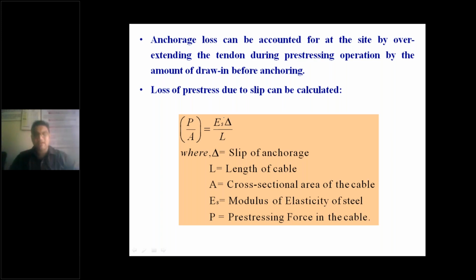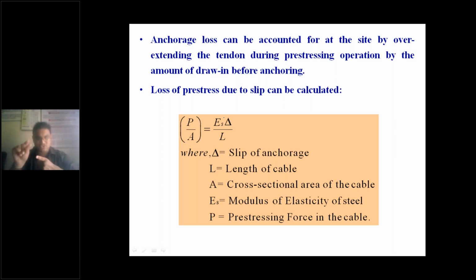That slip of anchorage is going to be considered as a changing length, and L is the length of the cable, and A is nothing but the cross-sectional area of the cable. Here we are going to consider all this for cables. Why? Because anchorage slip is a loss related to steel, not concrete, isn't it? So it is a material loss related to steel. So for slip of anchorage on the cable, we have to consider the length of the cable as the length, and the cross-sectional area of the cable as the cross-sectional area.